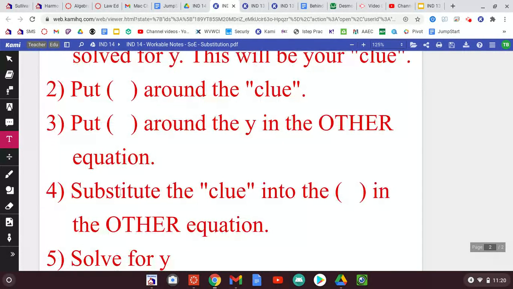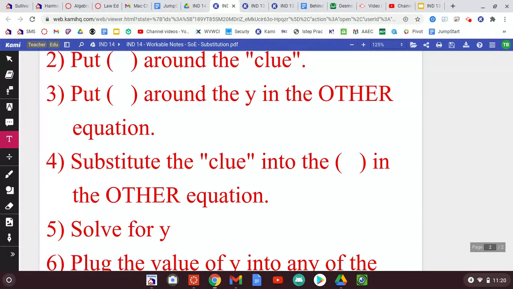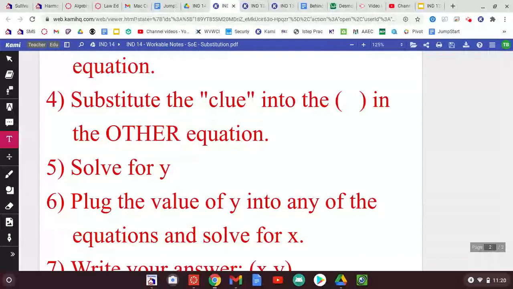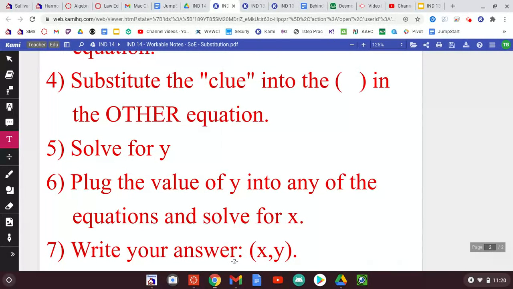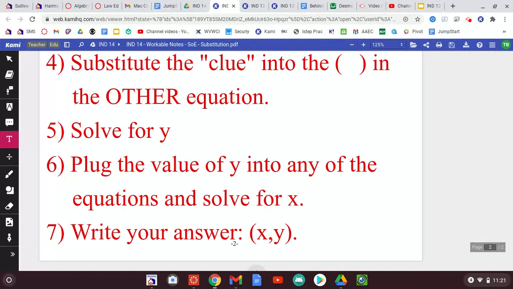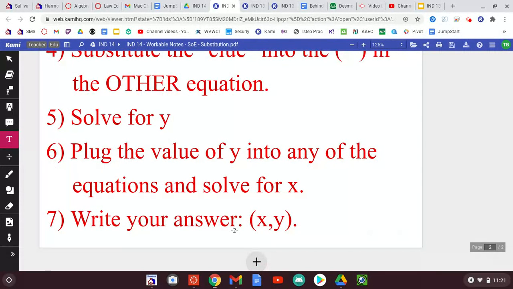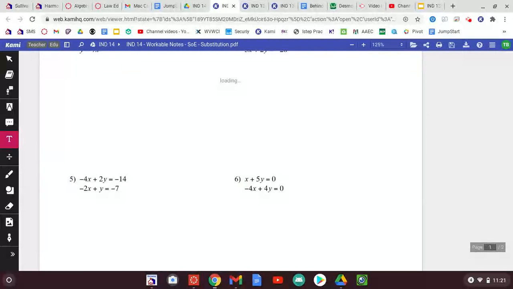Then you are going to substitute the clue into the parentheses in the other equation. You're going to solve for y. You're going to plug the value of y into any of the equations that you have, and you're going to solve for x, and then you're going to write your answer as an xy coordinate, okay? And like I said, this will make more sense as we go through it, and we will go through several examples and kind of go through these steps over and over again, so it'll make more sense, okay?